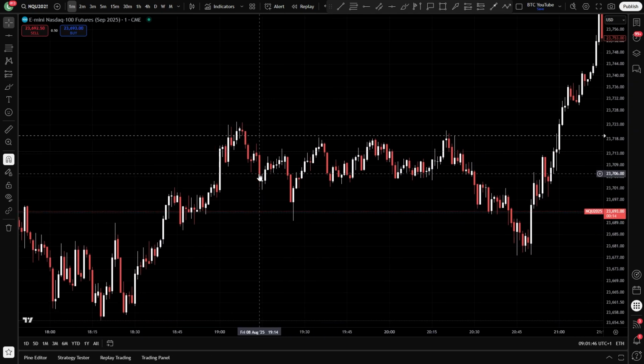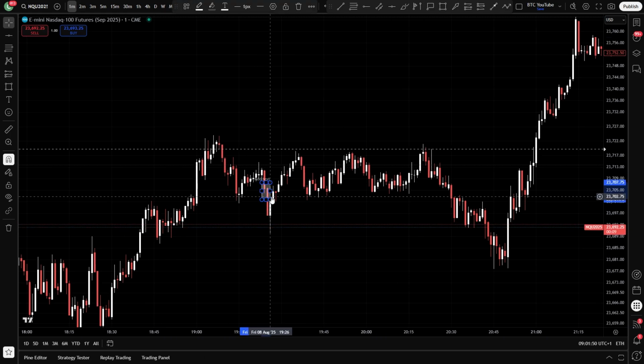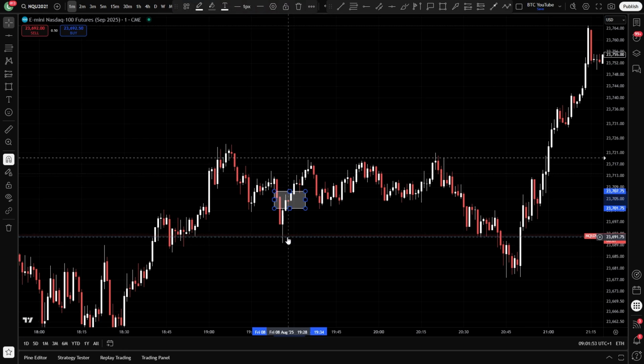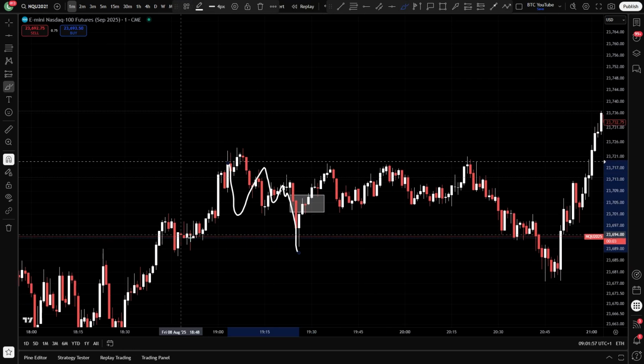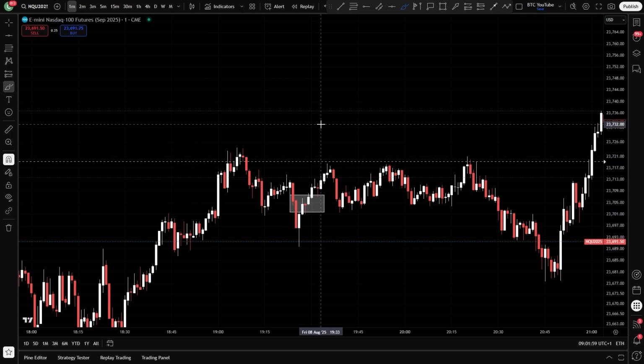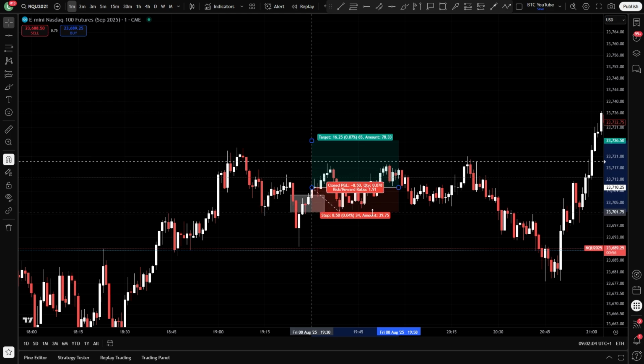Generally speaking, I want to take fair value gaps that are about 5 points or more. Otherwise, they're not very big, but you can see this one probably would have worked. Accumulation, manipulation down, sweeping out some liquidity, distribution back up. You could have entered here, targeted a 1-for-1.